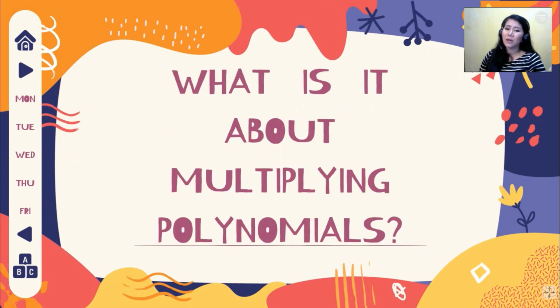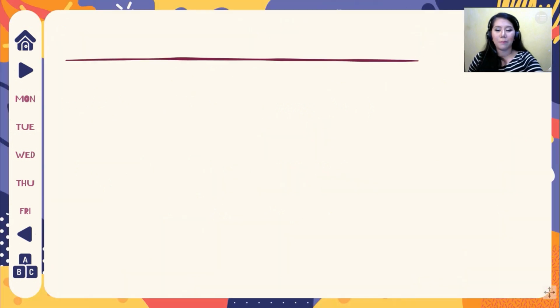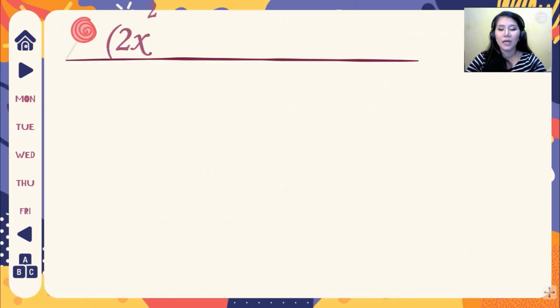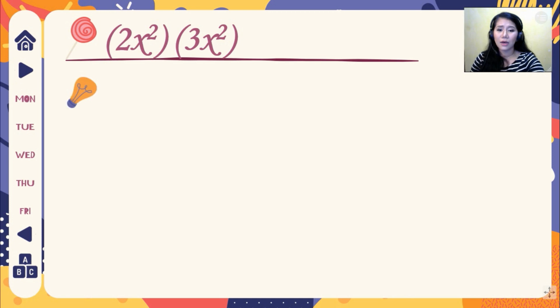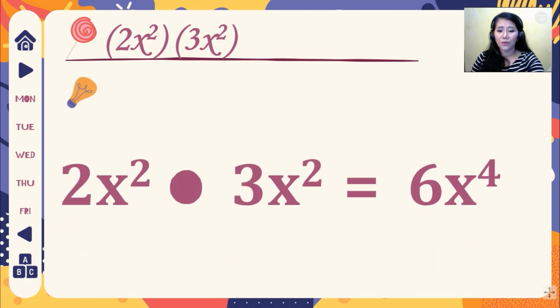Okay? So, what is it about multiplying polynomials? How do we multiply polynomials? Let's have the following example number 1. 2x squared times 3x squared. It's so simple, class. Okay, what do we do? If I have 2x squared times 3x squared, this is equal to 6x raised to 4 daw.